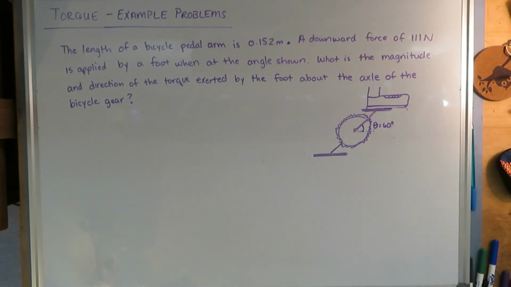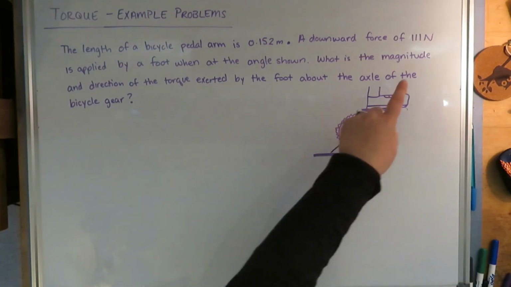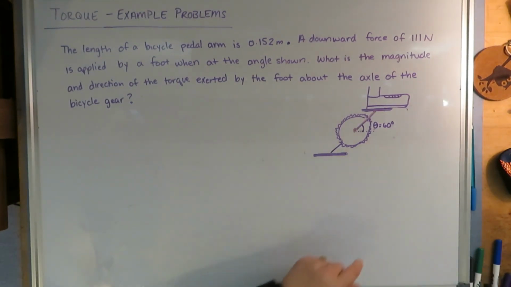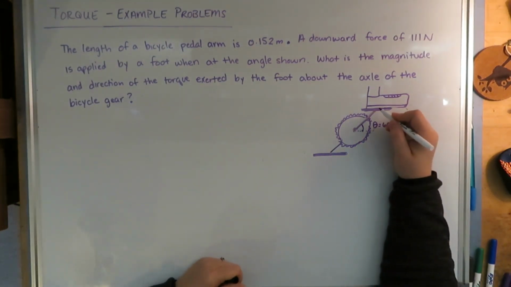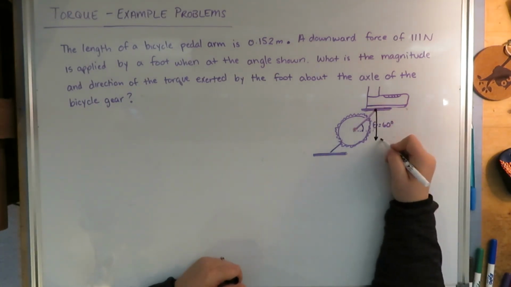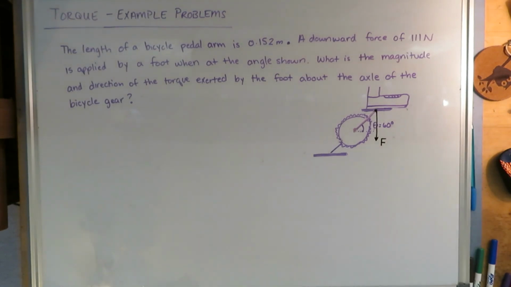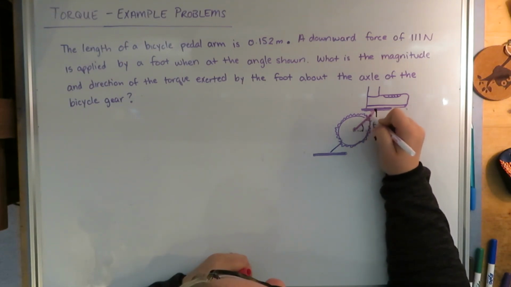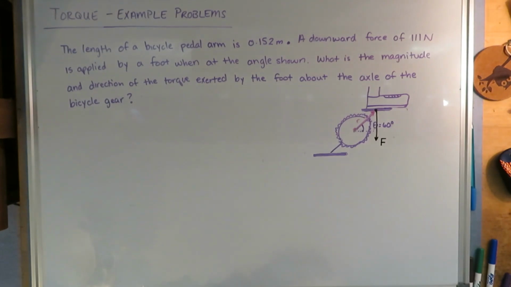And then it says that a downward force of 111 newtons is applied by the foot when at the angle shown. So the force is going to apply here straight down. That's going to be our force. Oh, I guess I should have drawn the arrow here, because this is our lever arm R. I guess we don't know that technically yet, but we do by finishing reading.